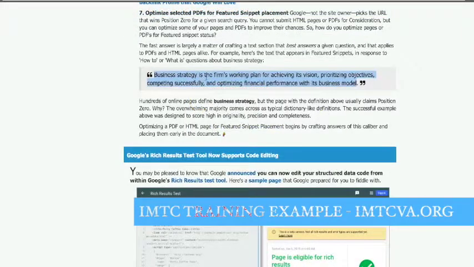This sentence was somewhere in the PDF or on the website, and it says here, look, hundreds of online pages define what the words business strategy is, but this one with the definition above usually claims position 0. Why? Because the overwhelming majority comes across as typical dictionary-like definition.